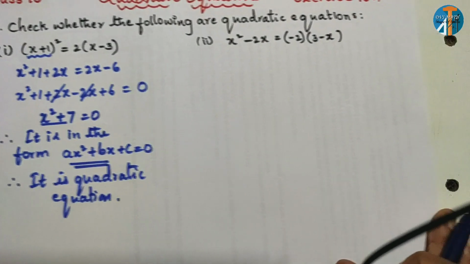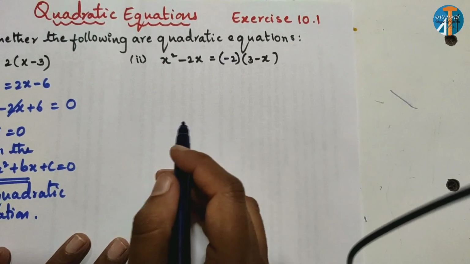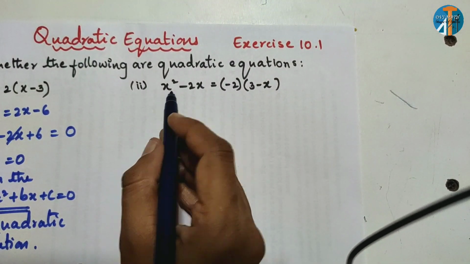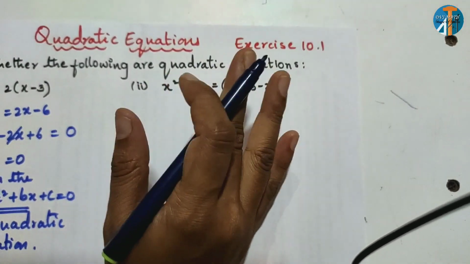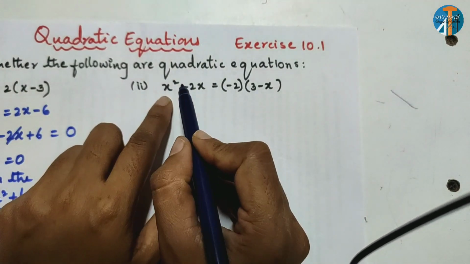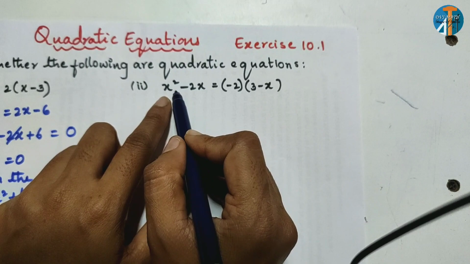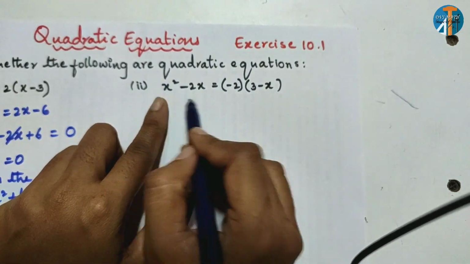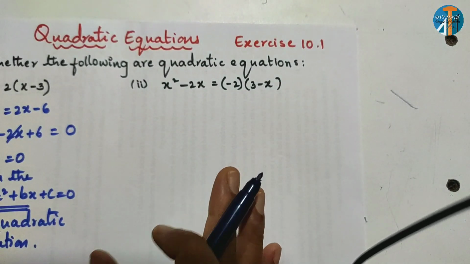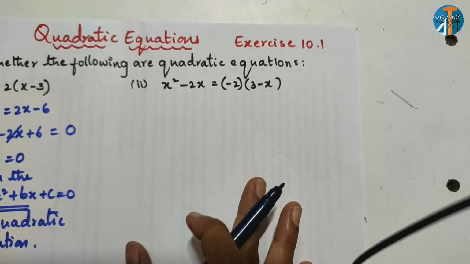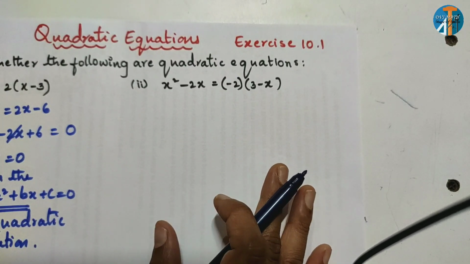Let's move on to sub question 2. Here, let me check here. And remember, don't conclude as soon as you see x square. Sometimes it cancels. Okay, as soon as you see x square, don't say yes, it is in the form. Do the complete simplification and wait for the final answer. Then only you have to decide whether it is in a quadratic form or not.